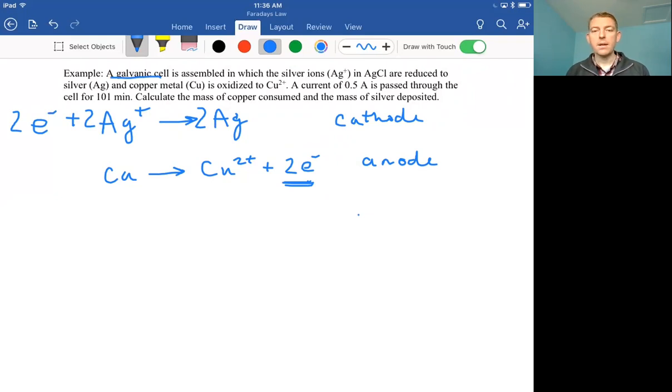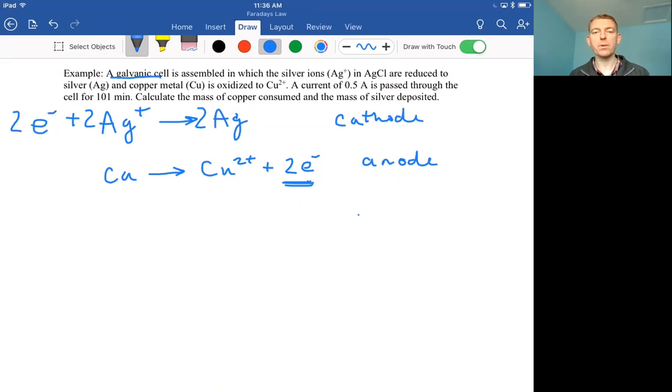Okay, so we have our balanced equation, but we need to calculate the mass of copper consumed and the mass of the silver deposited. In order to do that, we're going to need to know the actual number of something in these reactions that gets used, right?